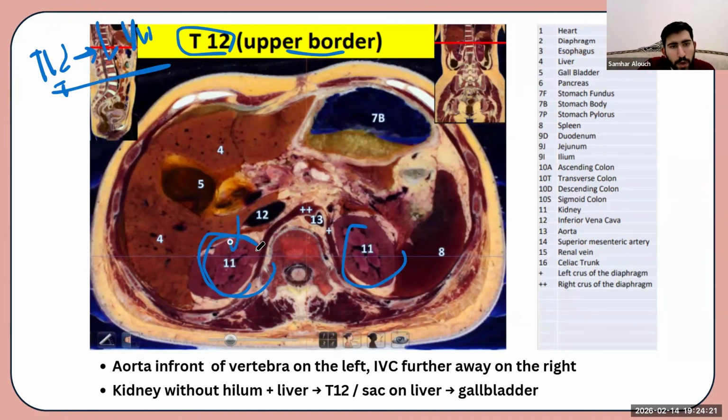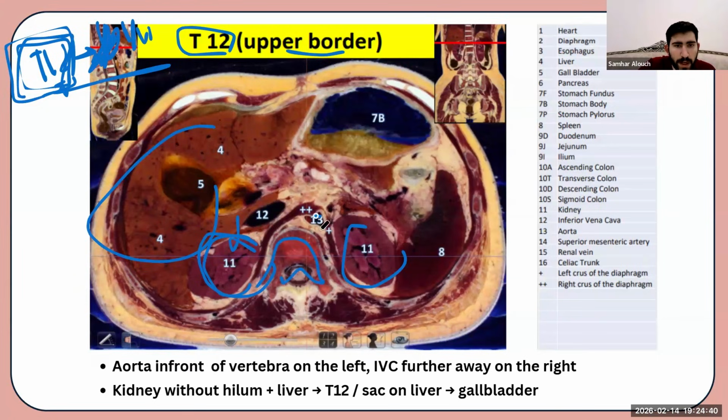Do we see the hilum? No. Then it's not L1. And since we see the liver, then it's an upper part, so it's T12. So we look here, we have kidneys, we have liver, then it's definitely T12, and there is no hilum. Since there is no hilum, it's not L1, then it's definitely T12. Okay? Yalla, locate some structures.